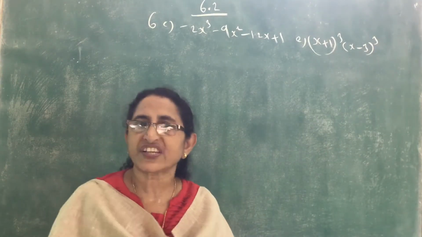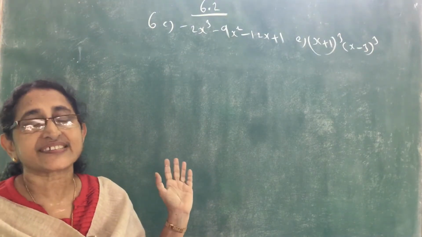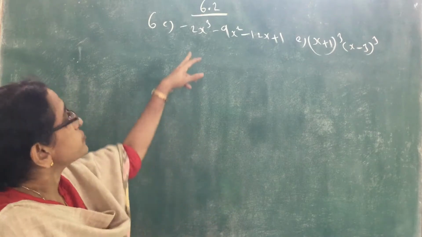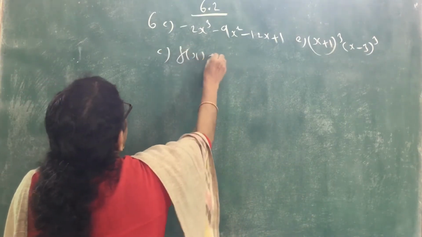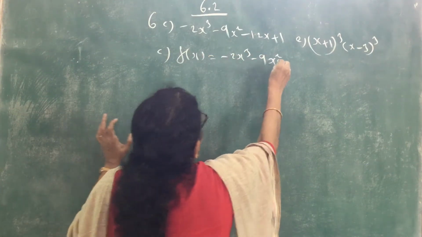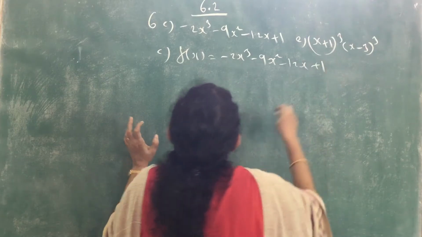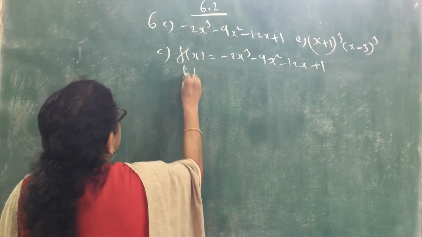Exercise 6.2, sixth one. We have to find the intervals in which the function is strictly increasing and strictly decreasing. So consider this function f of x equal to minus 2x cube minus 9x square minus 12x plus 1. First we have to find the derivative f dash x.